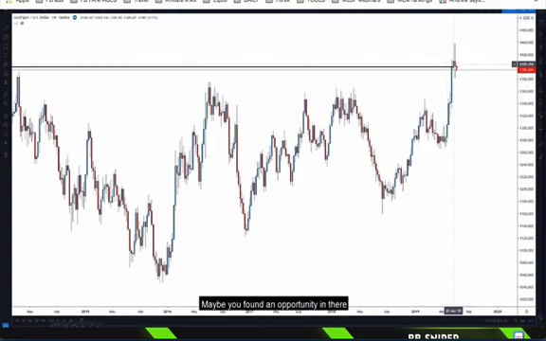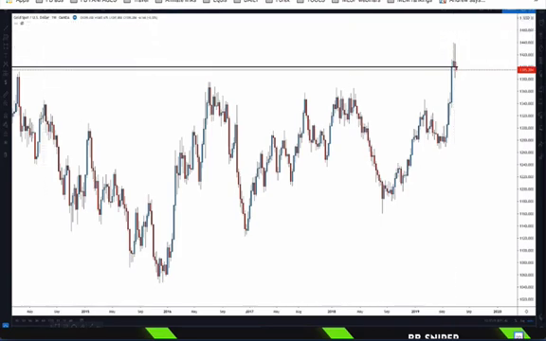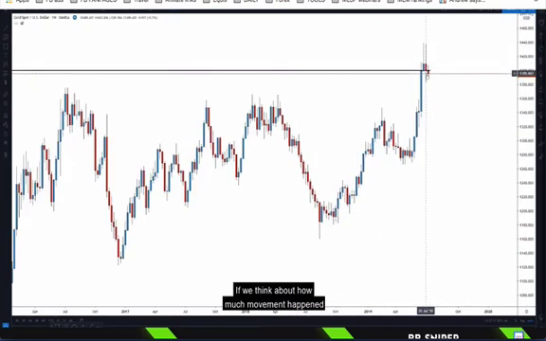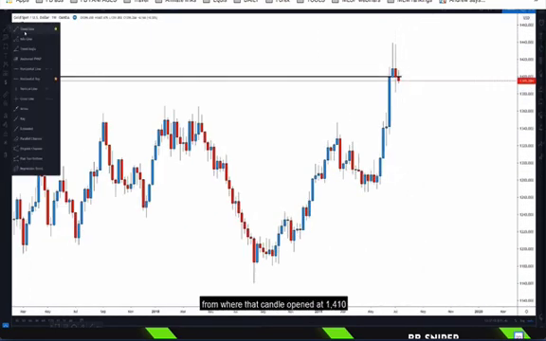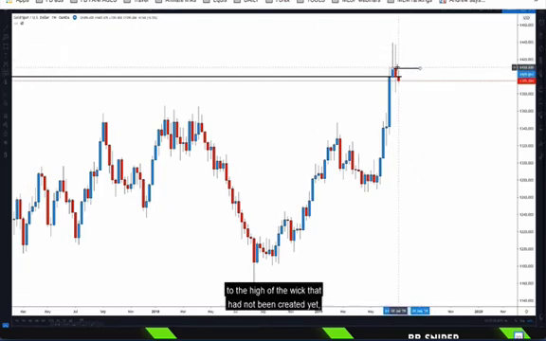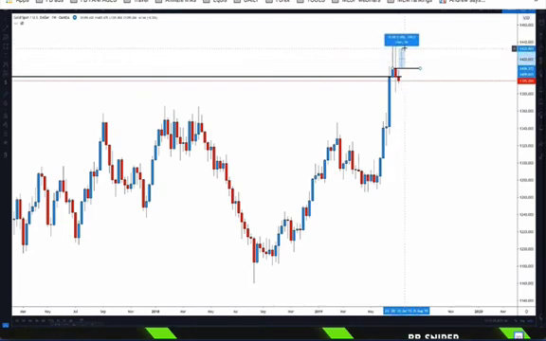Maybe you found an opportunity in there for a buying scenario utilizing the smaller time frame charts. If we think about how much movement happened from where that candle opened at 1410 to the high of the wick that had not been created yet, it's almost 300 pips.